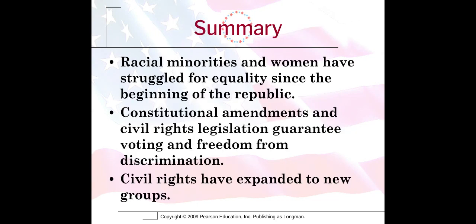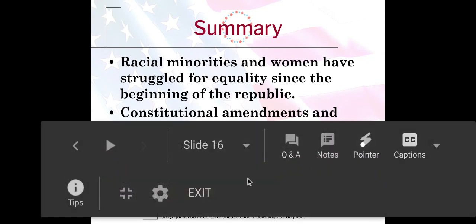All right, so the moral of the story of these notes is that the two groups that have struggled the most for getting civil rights over American history are racial minorities and women. And the way that the government has fixed this by providing civil rights has been either with legislation, like the Civil Rights Act, or constitutional amendments, like the 13th, 15th, and 19th Amendments. And civil rights have now been expanded to new groups past just racial minorities and women.